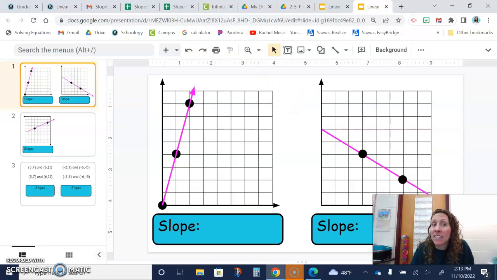Today we are going to practice finding slope from both a graph and 2 points. All right, so for this first one here, to find the slope, it's rise over run.